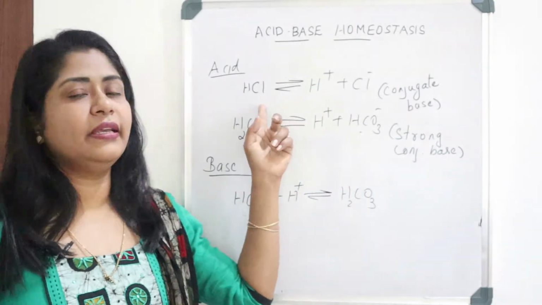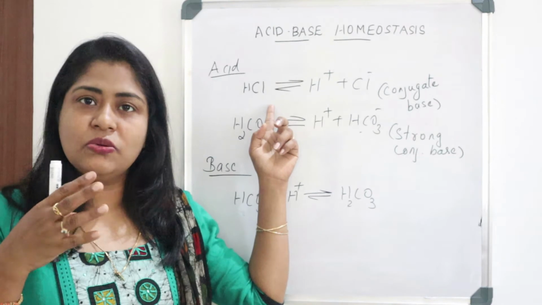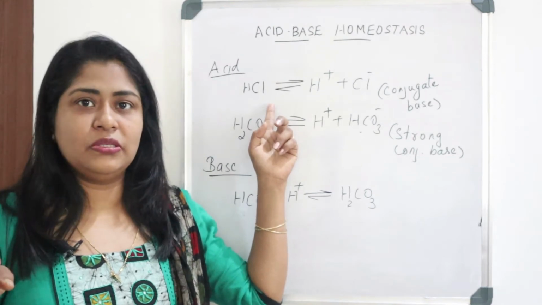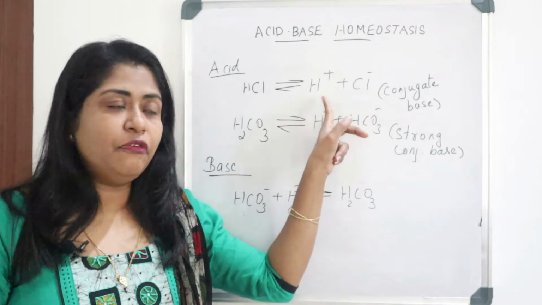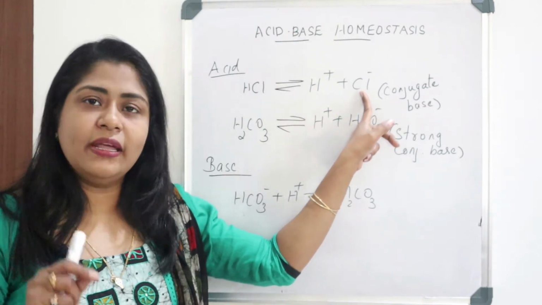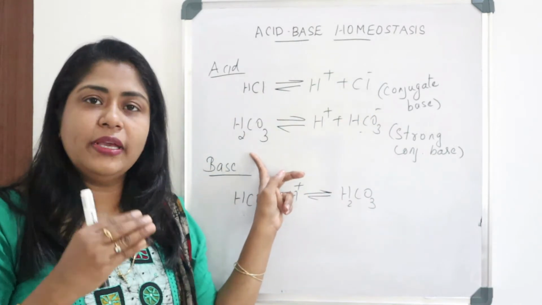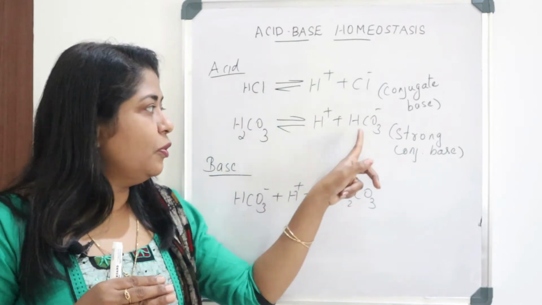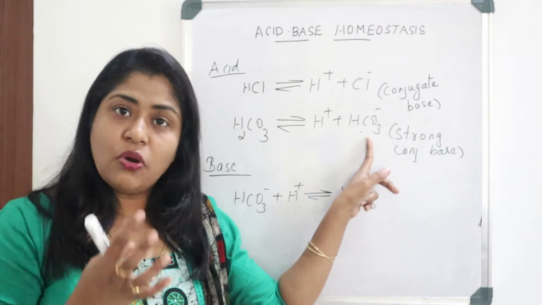So come to this HCl. HCl is a strong acid, we know. This acid dissociates or ionizes completely in solution. So HCl loses its proton and forms a conjugate base. Chloride ion is the conjugate base. See here also, carbonic acid also loses its proton and produces a conjugate base. We know this bicarbonate is a base, a strong base.